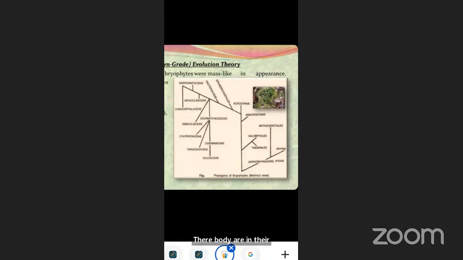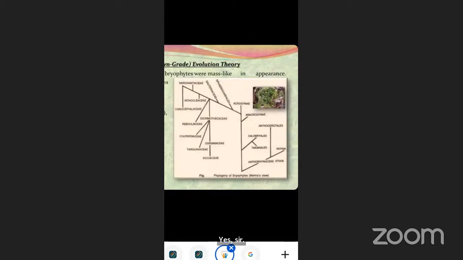Okay. The mosses have erect and prostrate structures, with leaves attached on the stem and rhizoids also there. But compared to the Anthocerotales and Marchantiales, there are no leaves, only thalloid-like structure. Yes or no? Right? So that is the retrogressive theory.